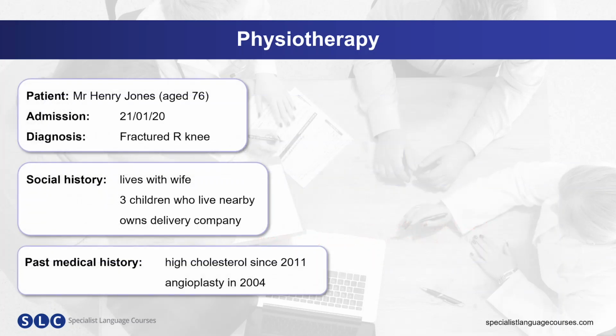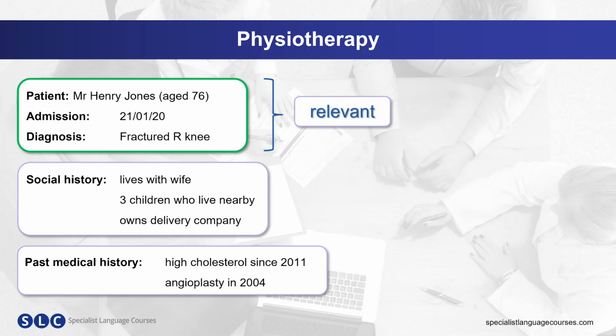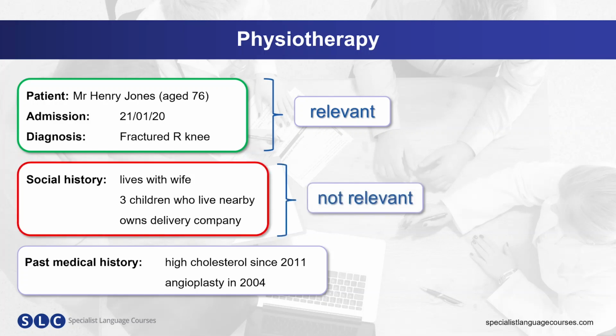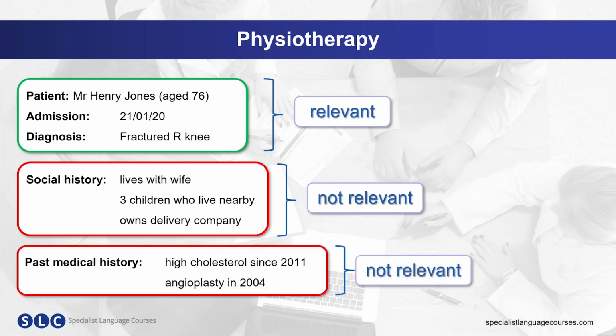What information would it be relevant to include in this letter? The patient's name and age is relevant, and of course, what happened. However, the social background of the patient does not relate to the care the reader will provide, physiotherapy, and so should not be included. The past medical history is also not relevant to the reader, or even this particular medical issue.